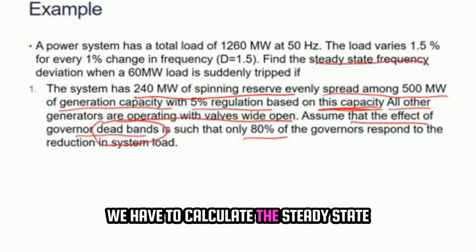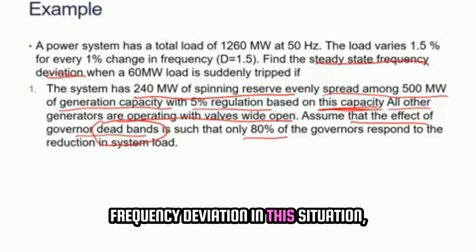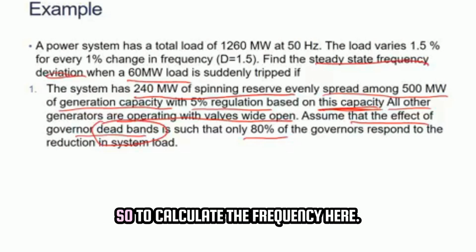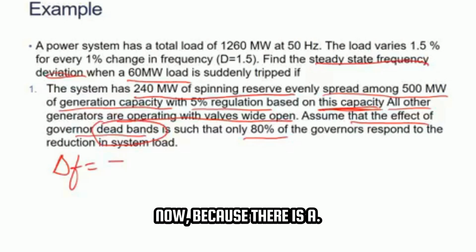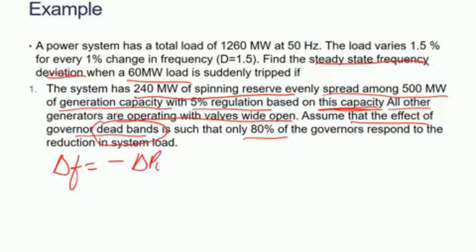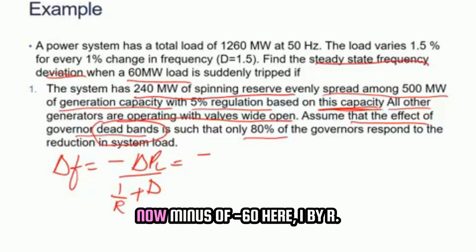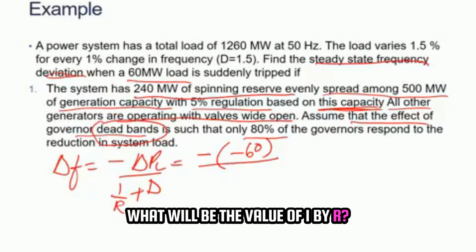We have to calculate the steady state frequency deviation in this situation when the load has dropped by 60 megawatt. To calculate the frequency here, because regulation is there, there will be a factor of R. Now minus 60 here, 1 by R. What will be the value of 1 by R?